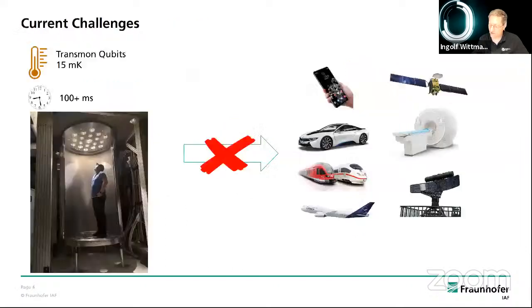Now, the current challenges for quantum computing in such environments. Transmon qubits are the most used technology within the quantum computing environment today. You need a really cool environment, roughly 50 millikelvins, and the compute time is really limited to 100 plus microseconds.